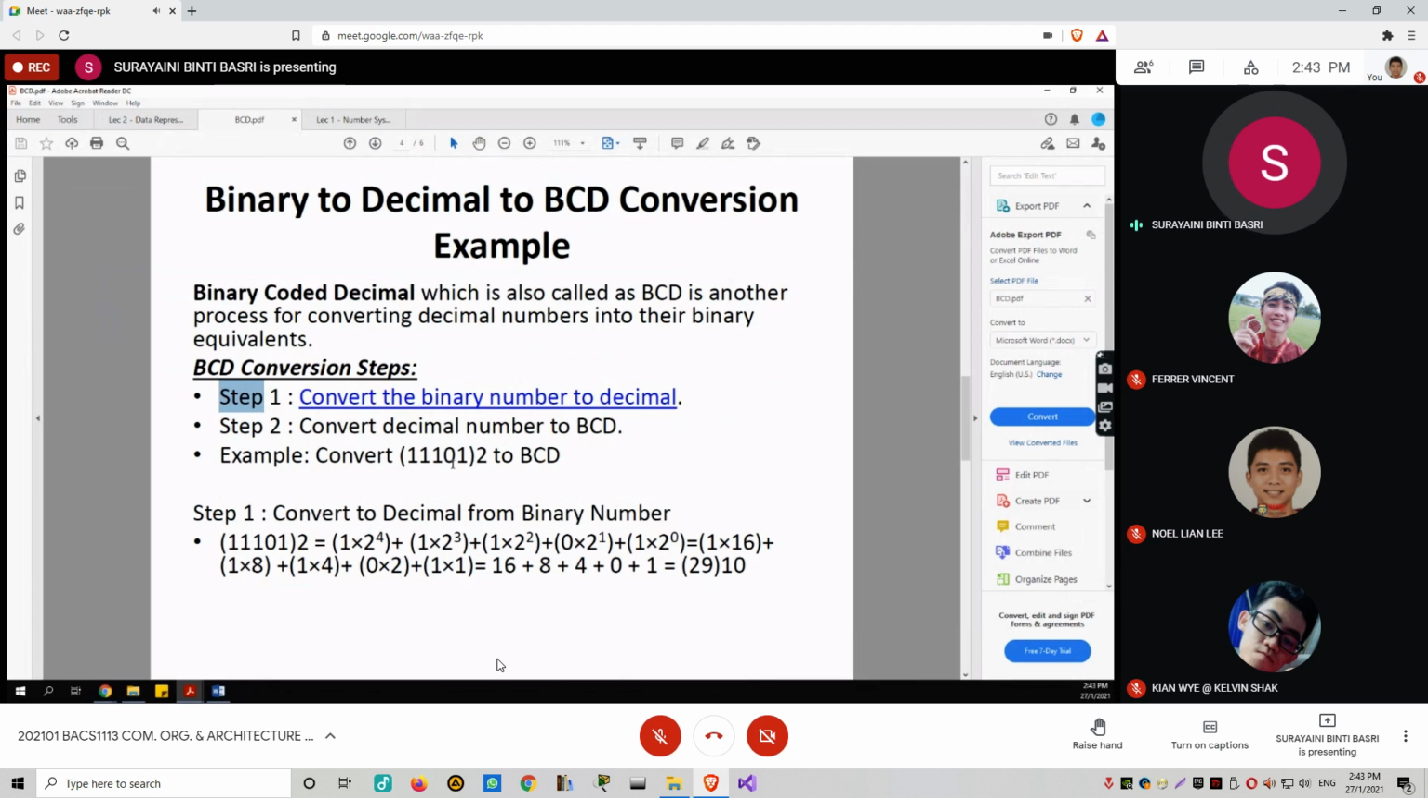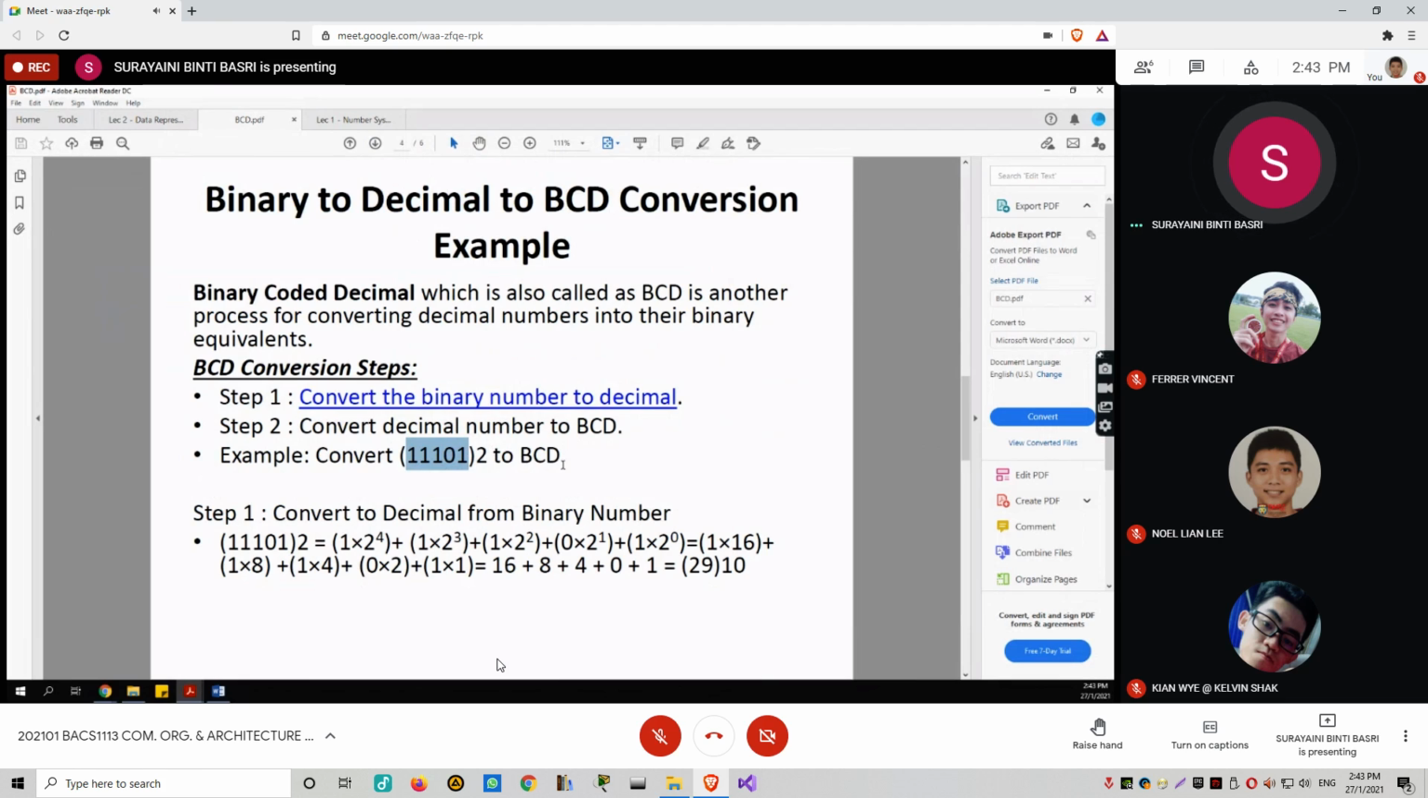Okay, so for example, we want to convert the base 2 number, or binary number. This one, this is base 2. This should be a small 2 here, but I think because the editor cannot get that small number 2, they put it like this. Okay, so this is the number in base 2. So we want to convert this number in base 2 to BCD.